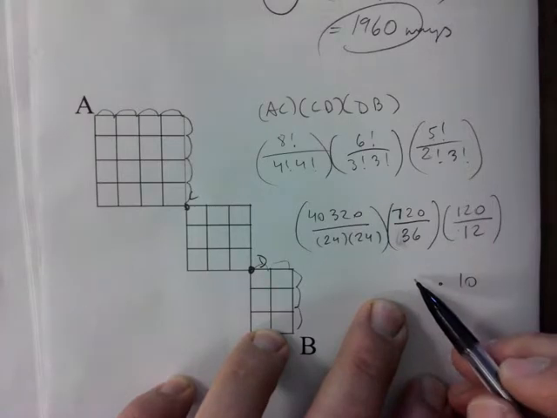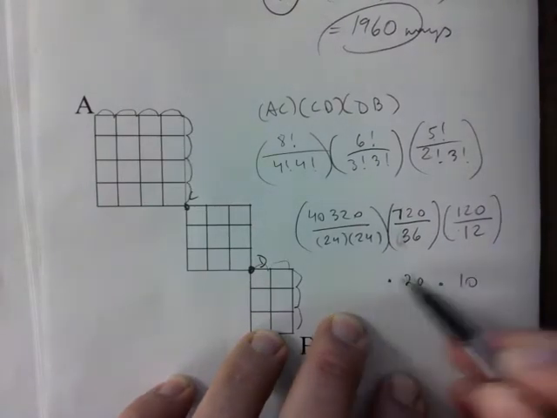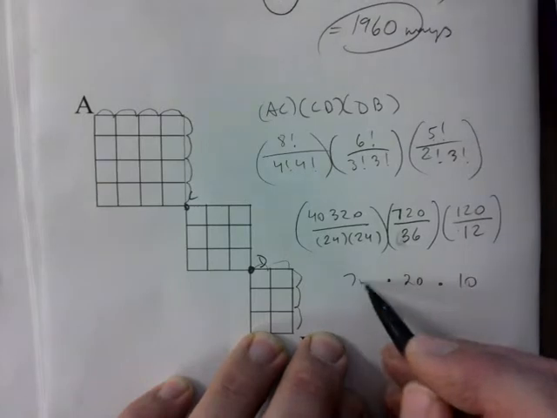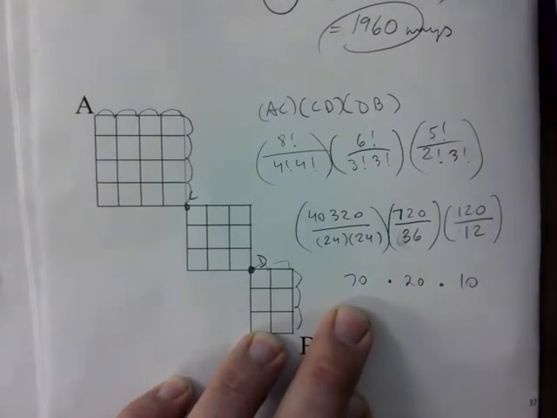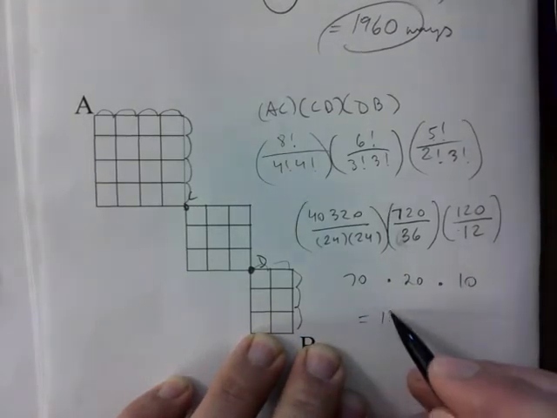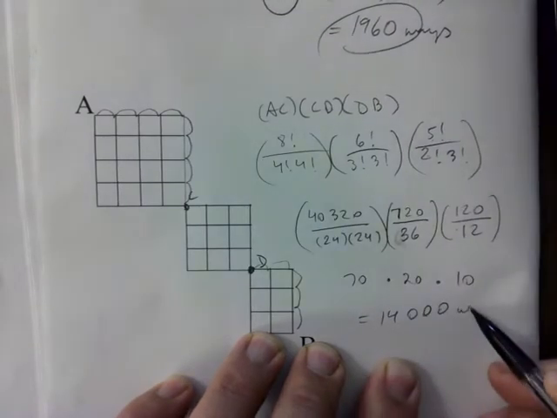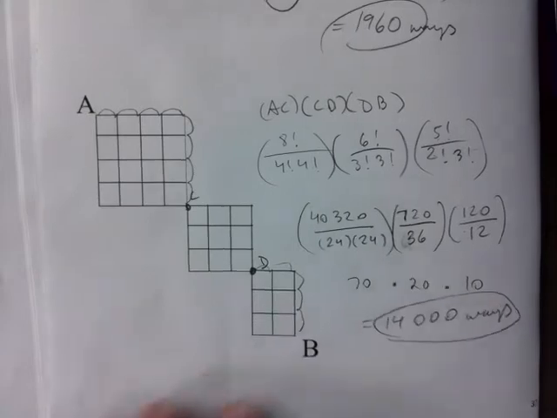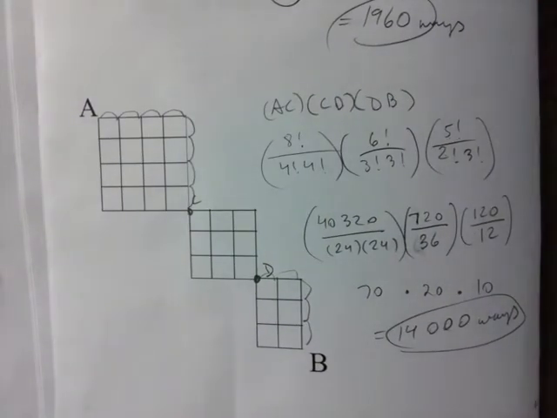720 divided by 36, that's 20. And that one I will need some help. 70. 14,000. There you go. Now that's a lot of ways to get there, right? So here you go, page 37. Now you have the answers to both of them, all right?